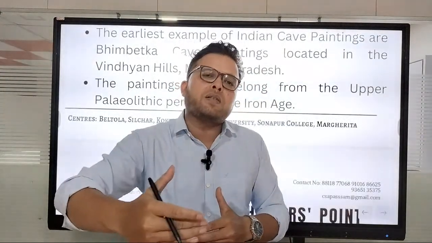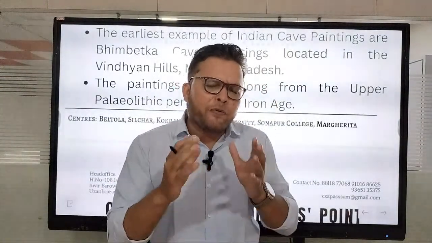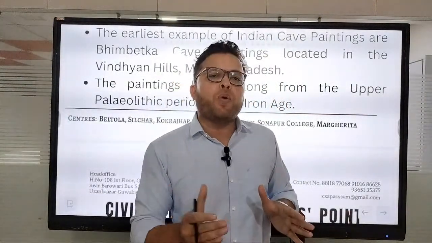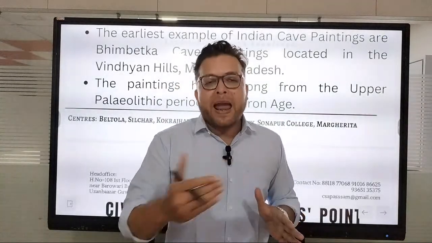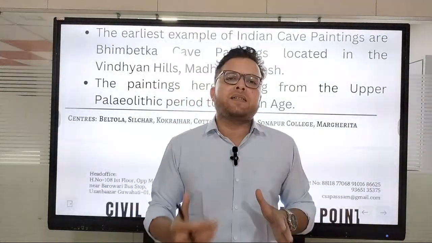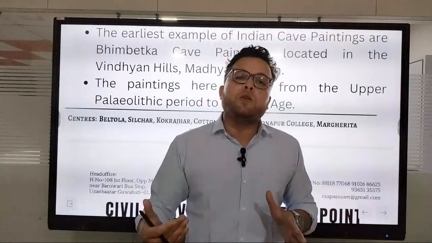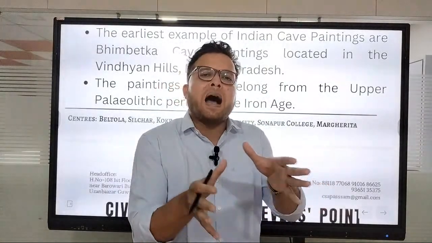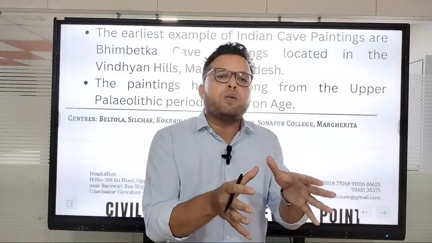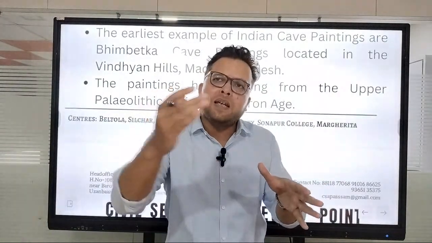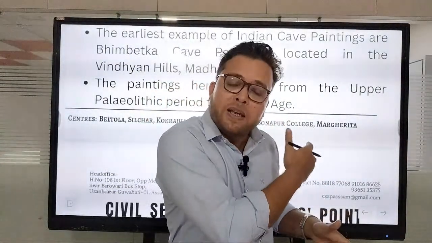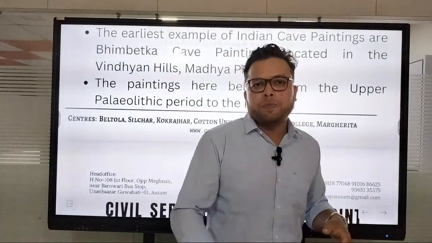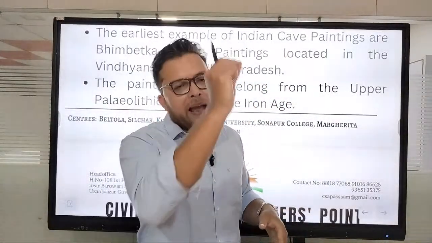What was the time duration of the Upper Paleolithic age? It started from somewhere around 40,000 BC and ended at 10,000 BC. Why did it end? Because the Ice Age ended, and people started exploring new places after 10,000 BC. So when I say Upper Paleolithic Age, I'm talking about the time span from 40,000 BC to 10,000 BC. Some of these paintings belong to the Upper Paleolithic period, and they went as far as the Iron Age.